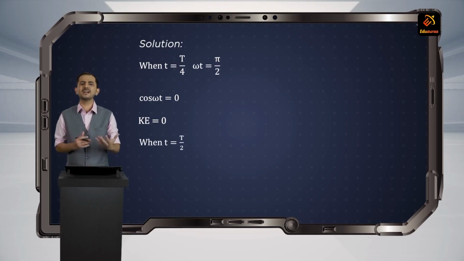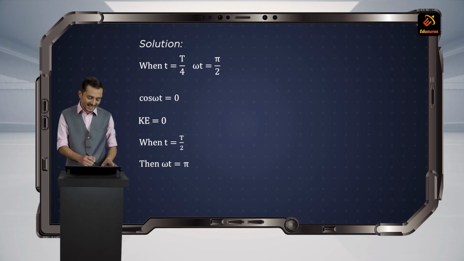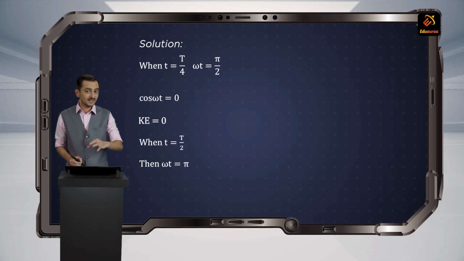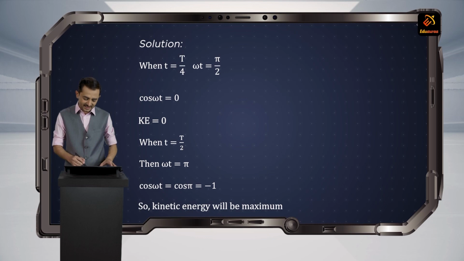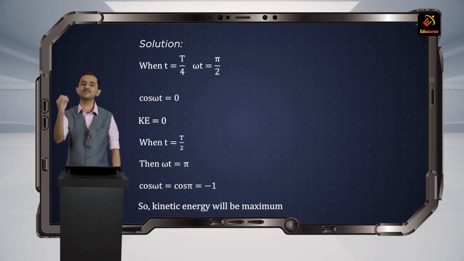Next time, students, when time is, let's say, half of time period, that means T by 2, we can say that omega t will be equal to pi. And when omega t is equal to pi, the value of cos of omega t will be cos of pi. And students, what is the value of cos pi? Yes, it is -1. So this time also, students, the kinetic energy of the particle will be maximum. So at small t equals half of time period, kinetic energy will be maximum.